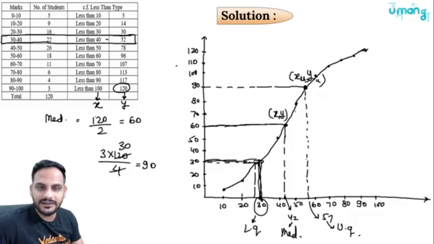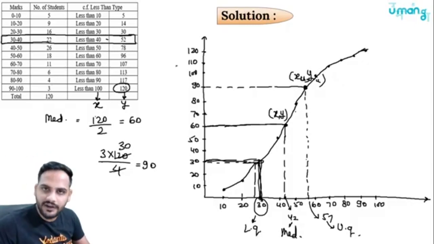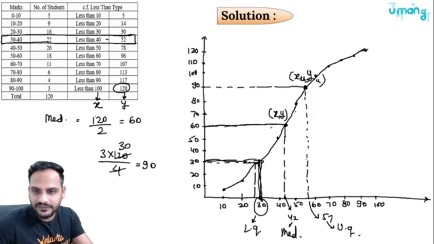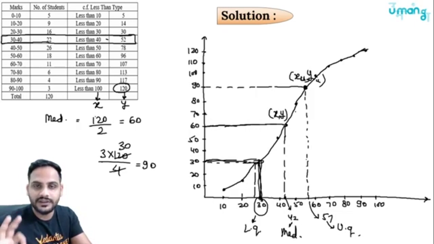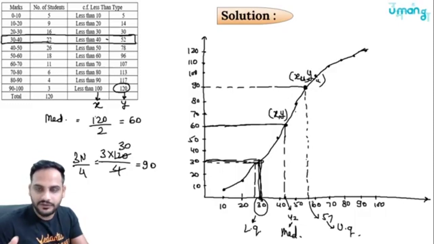So for the median, take the total number of observations, or the last cumulative frequency, and divide it by 2. 60 you have got. From 60, draw a line parallel to the x-axis and make it intersect the ogive. Wherever it intersects the ogive, find the x coordinate of that point. For the upper quartile, find the value of 3n by 4. So 3 into 120 by 4 is 90. Draw a line from 90 parallel to the x-axis. Wherever it intersects, the x coordinate of that point will be your upper quartile.